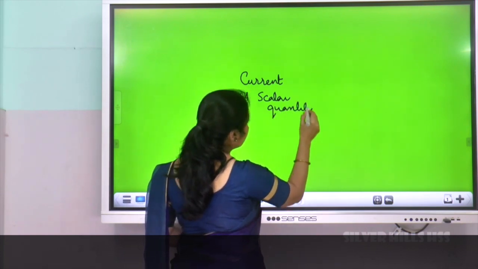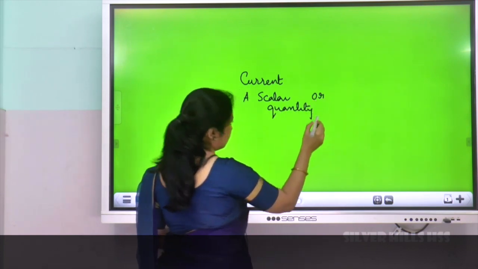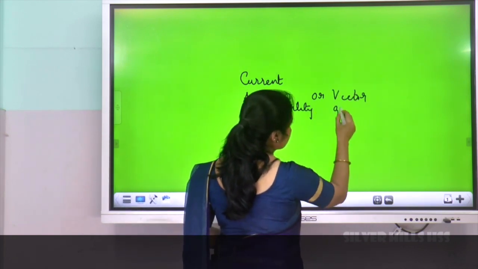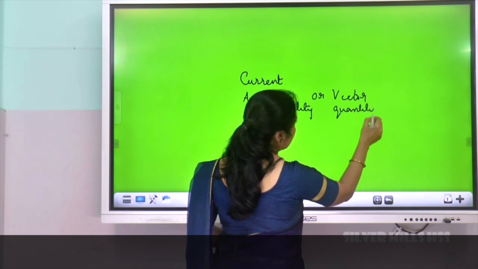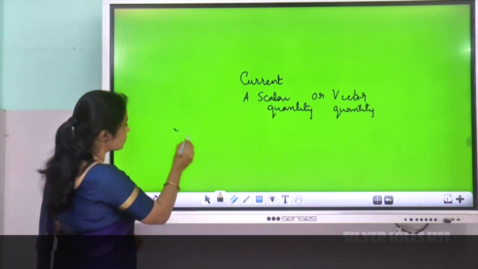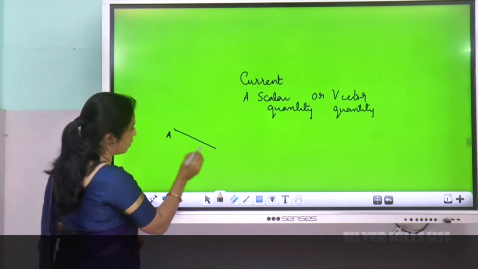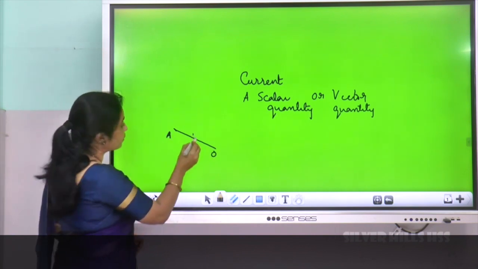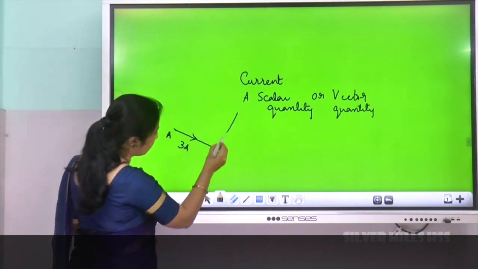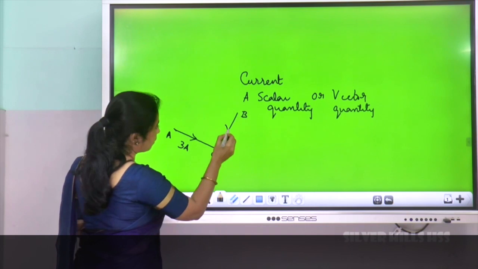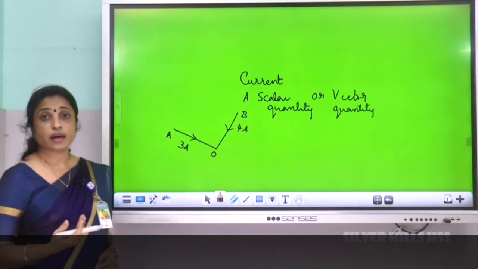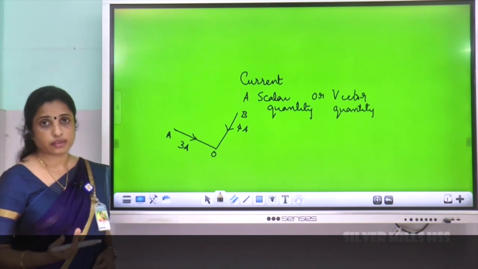Now, we can discuss this question based on an example. That is, let's consider two conducting wires. This is a conducting wire, let me call it as AO. A current of 3 ampere flows through this. Another conducting wire BO, a current of 4 ampere flows through this. These two wires are mutually perpendicular to each other.